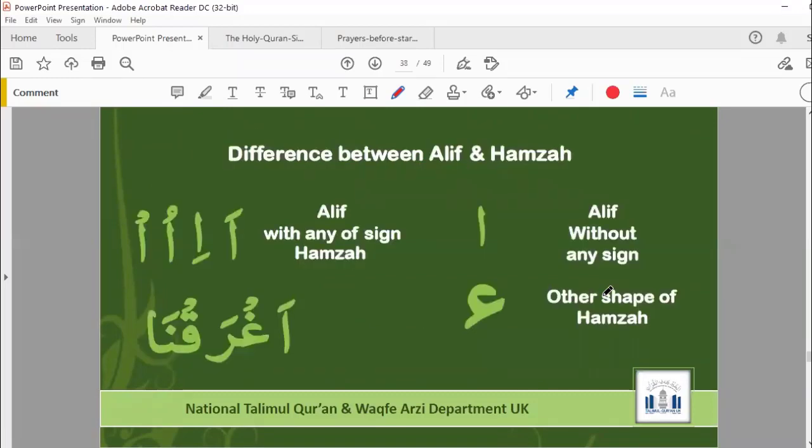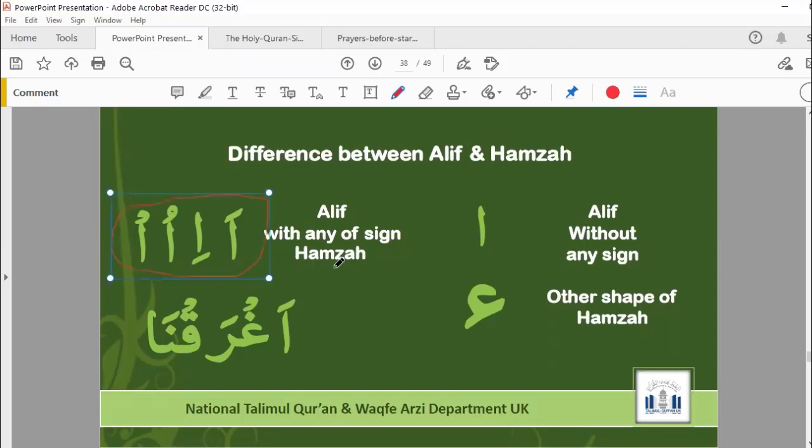Can you please introduce this slide to me? Because I have explained it so many times, why have I introduced this slide here? Difference between Alif and Hamza. Alif without any sign. Alif with any sign is Hamza. Any of these signs that appear on Alif, then Alif will become a Hamza.